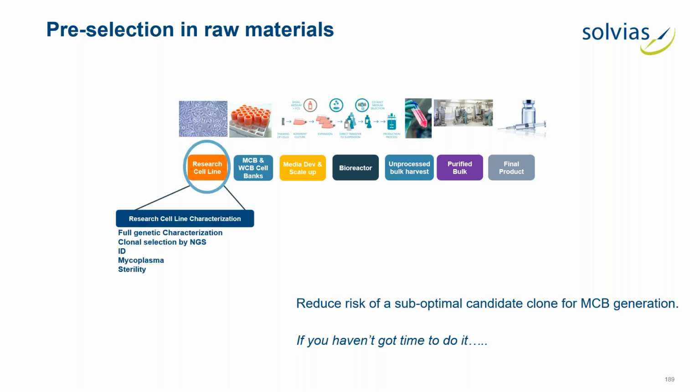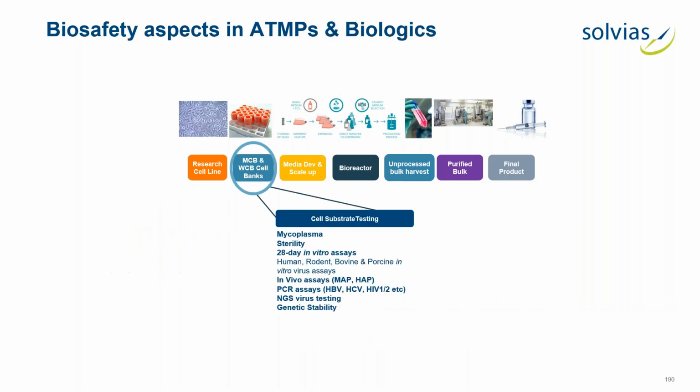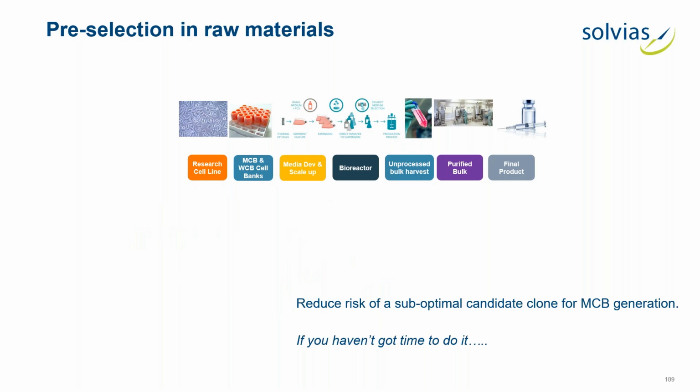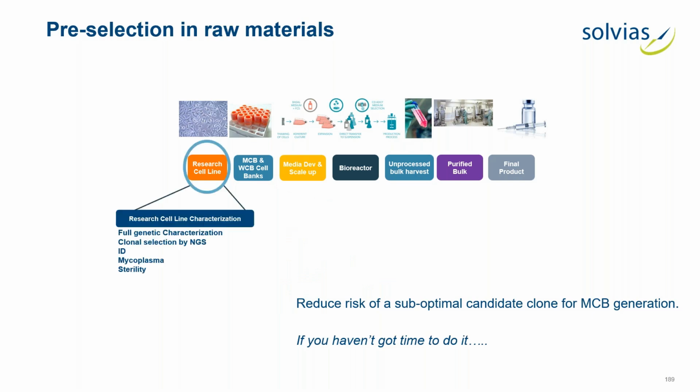For pre-selection in raw materials, the research cell line is very important. And that full genetic characterization mitigates a very important risk. As friends from Syngenta told us earlier, if you don't have time to do it in the first place, it's very difficult to find time to do it again. And a master cell bank, from gene to master cell bank to CNC release, can take many, many months and cost you several hundreds of thousands of dollars.